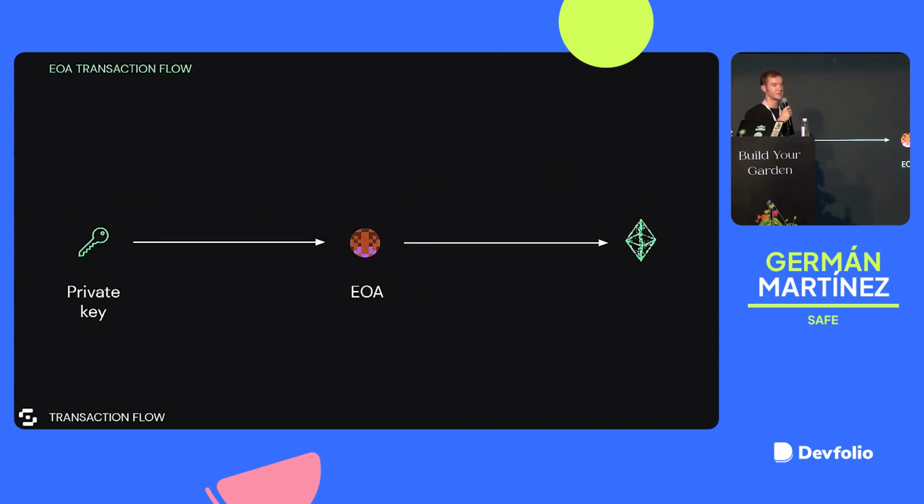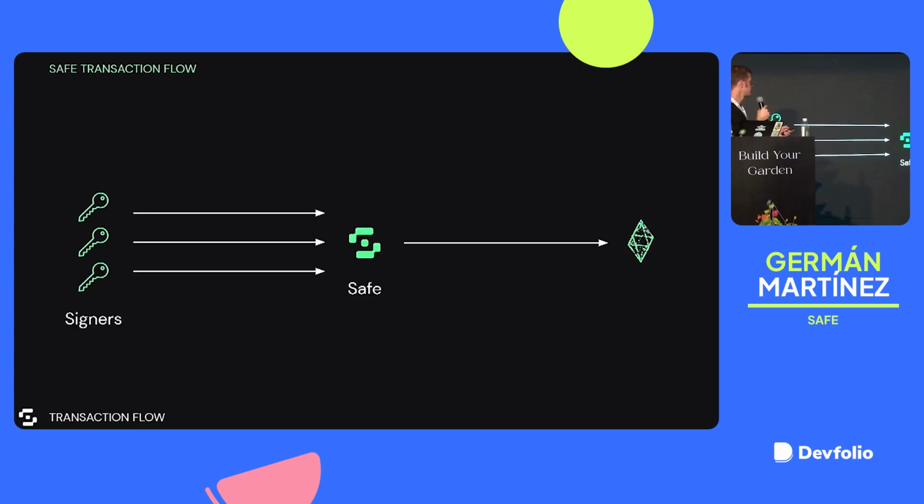For an externally owned account, the transaction flow is easy, right? You have just an account with a private key that gives you access to everything inside that account. However, the Safe, because it is a smart contract whose main functionality is being a multi-signature wallet, needs a couple of signatures. Together, these signatures can approve the transactions we want to execute if they reach a threshold we can define. So for example, 2 out of 3 signers need to approve every transaction.